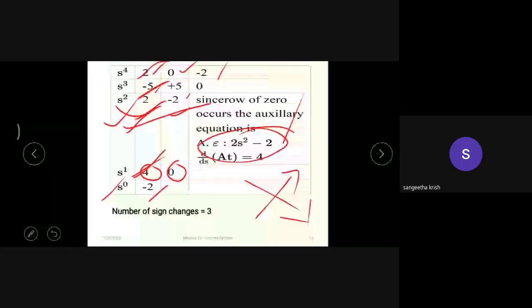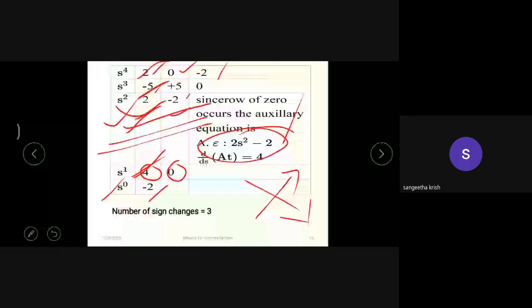One of the important concepts is the auxiliary equation. And there's another clue for you: auxiliary equations always appear in even-numbered rows. For example, the auxiliary equation may come in the s^6 row, s^4 row, s^2 row or s^0 row, and so on. At any cost, auxiliary equations will never come in the odd power rows, for example s^1, s^3, s^5. In such rows, your auxiliary equation will not appear. Okay.